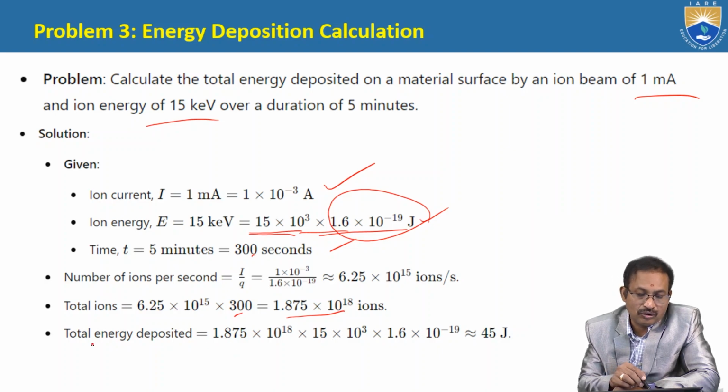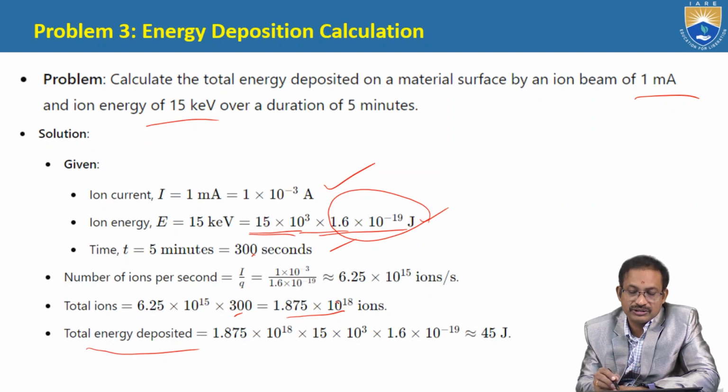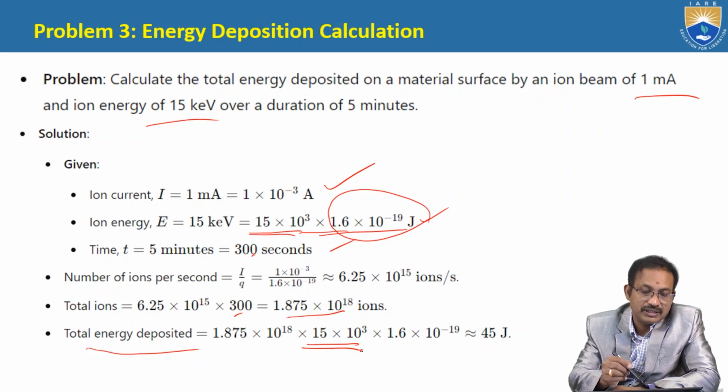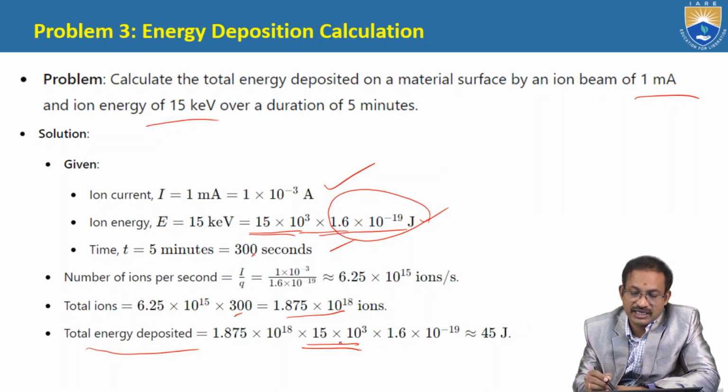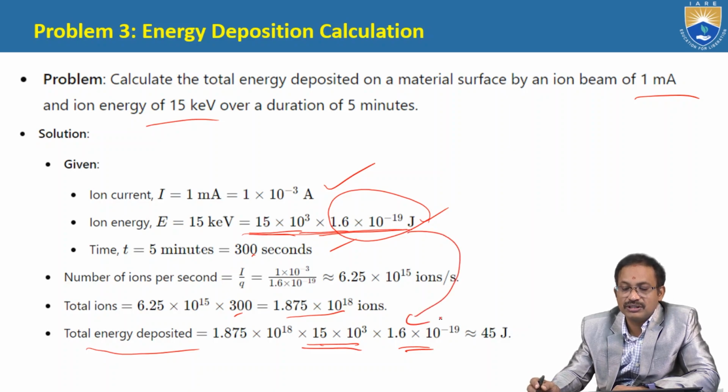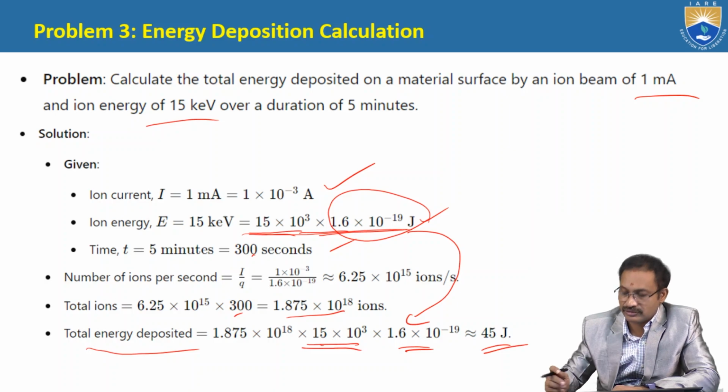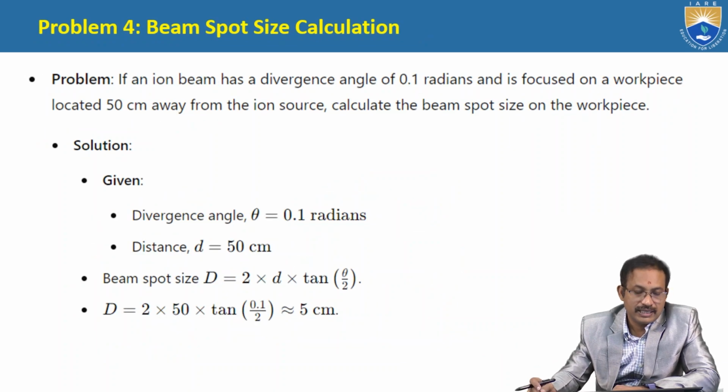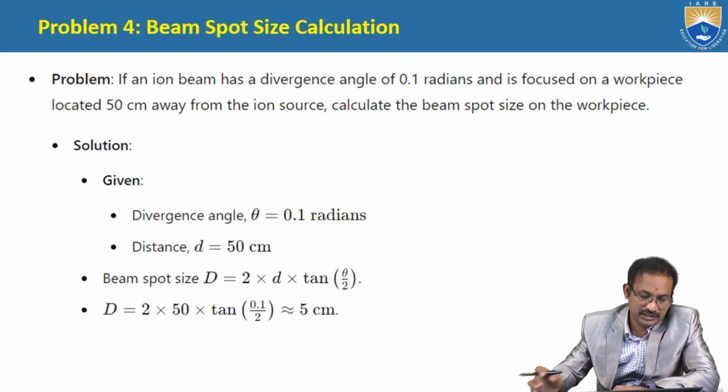Okay, so total energy deposited equals 1.875 into 10 power 18 into this energy, 15 keV, so 15 into 10 power 3, again this value, and 1.6 into 10 power minus 19. So finally this value is 45 joules. Next, beam spot size calculation.